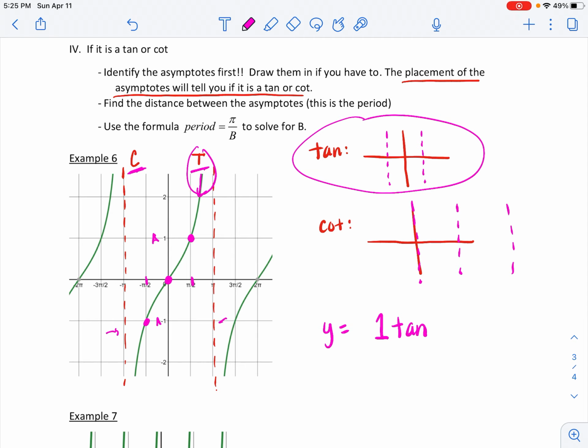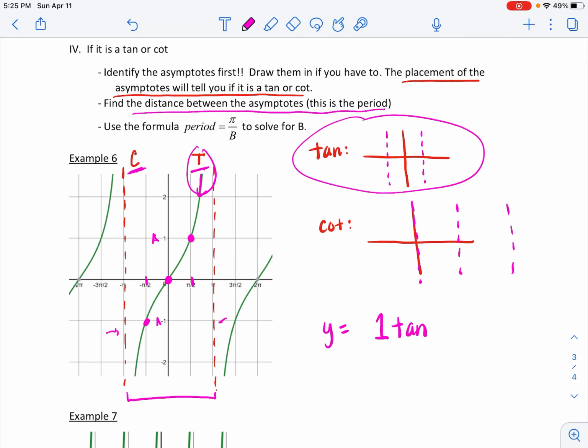Okay? Now look, the next thing, and this one's a little bit harder. I have to find out what that value of B is. Now look, I know that the distance between the asymptotes is the period, okay? So what is the distance between these asymptotes? What's the distance from here all the way to there, okay?